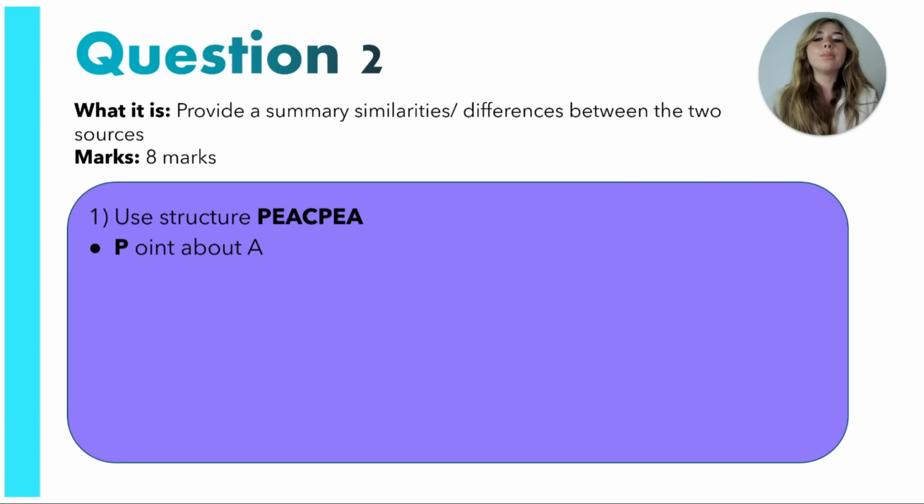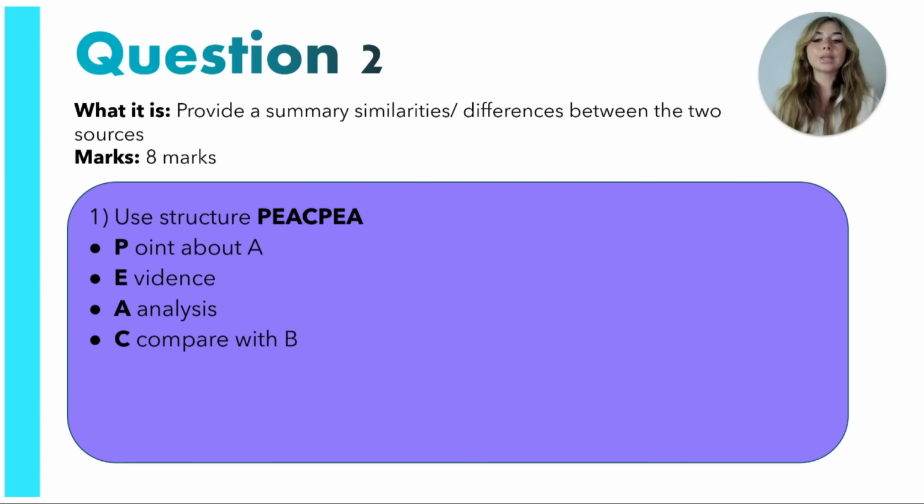The P stands for point about A. You're going to give me your point about source A. What's your point? Be very specific and focused on whatever the question's asking. The E is for evidence, so just embed a quote that supports your point. The A is for analysis, so tell me what the quote shows and why, just very briefly, it doesn't have to be massively in-depth for this question.